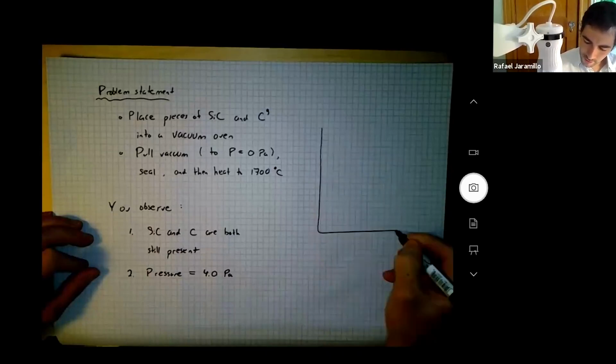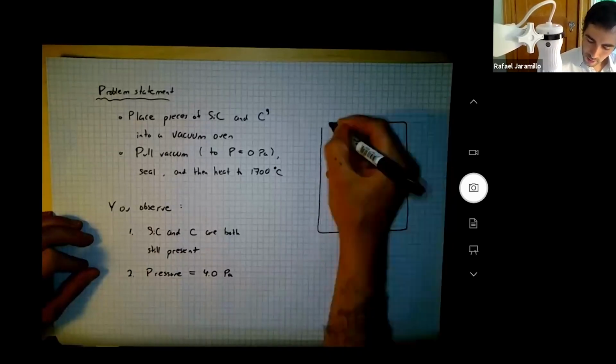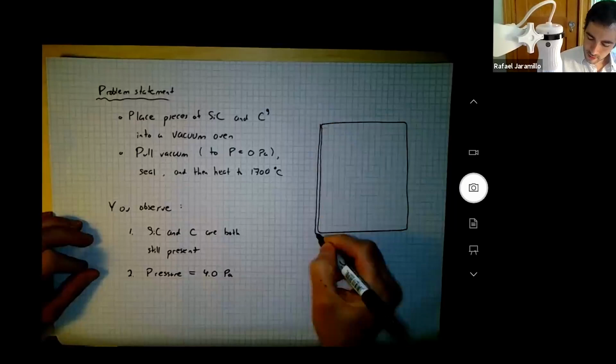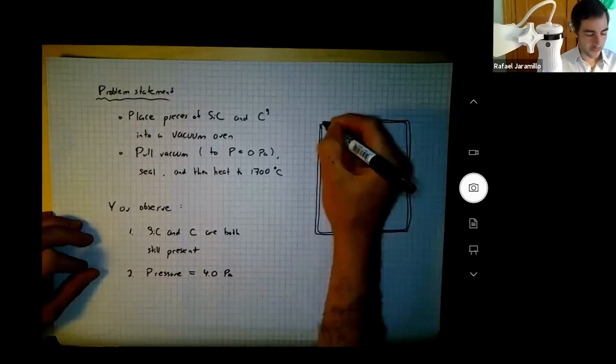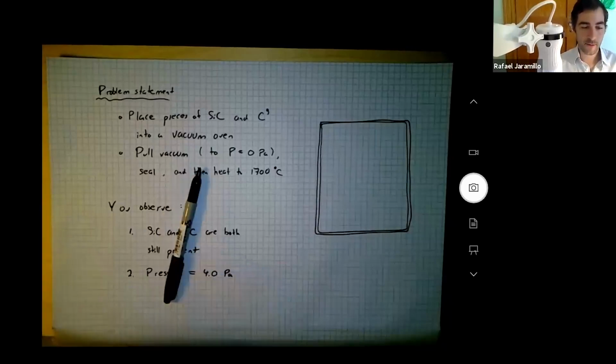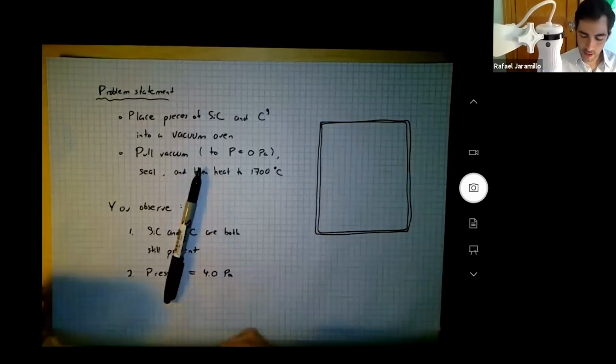visualization here of the experiment and what you observe. It's a vacuum oven. It's got nice insulated walls, nice vacuum seal. A lot of money for a vacuum furnace that can go to 1700 C, but there's a number of them on campus.